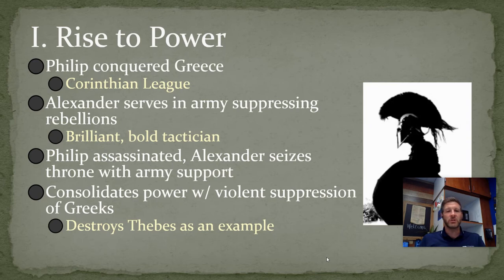He then proceeds to consolidate his power with a violent suppression of the Greeks because, with the death of Philip, they think maybe this is our chance to break away from the Corinthian League and go back to being independent city states. However, Alexander famously destroys Thebes as a warning against rebelling, and so he continues to keep that Greek empire united that his father started.